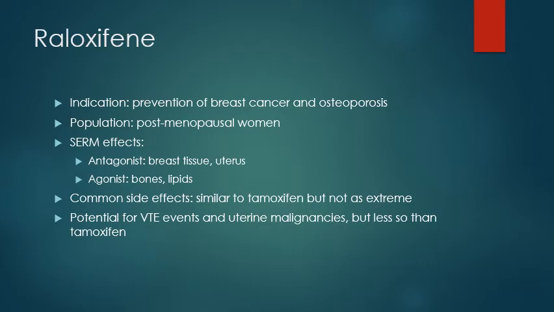Raloxifene is the second SERM that's indicated in the prevention of breast cancer and also osteoporosis. This medication can only be given to postmenopausal women. Its specific SERM profile effects are that it's an antagonist at the breast tissue and the uterus, and an agonist at the bones and on the lipid profile. Common side effects are similar to tamoxifen, but not quite as extreme. It also does have some potential for VTE events and uterine malignancies, but is less so than tamoxifen.